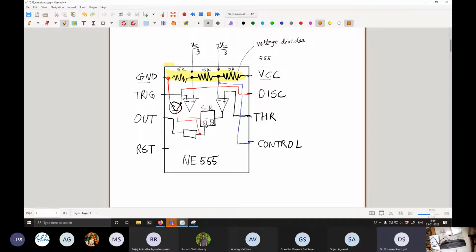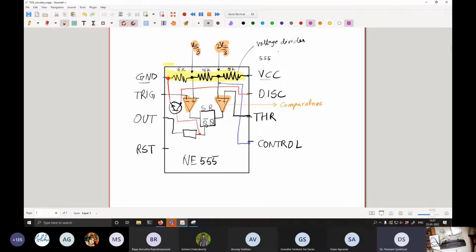The voltage divider feeds this 2 VCC by 3 and VCC by 3 into what is known as a comparator circuit. This and this form 2 comparator circuits. The orange things are called comparators, and we will discuss them, but it is important for us to know what they are called.